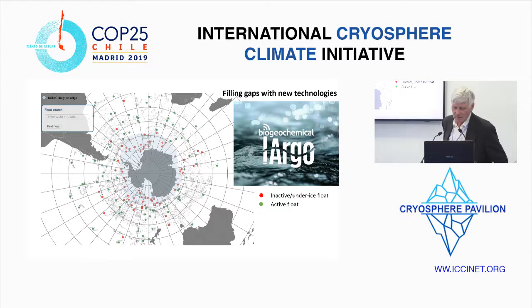But there are new technologies coming on board. Helen mentioned Argo floats. This is an example from biogeochemical Argo. The green dots are floats that are active. The red dots are floats that are either inactive or under ice and not reporting, because they need to come to the surface to transmit data. That's allowing us to get some of the first winter data we've ever collected, and it's been really valuable. But it's not the only kind of technology.